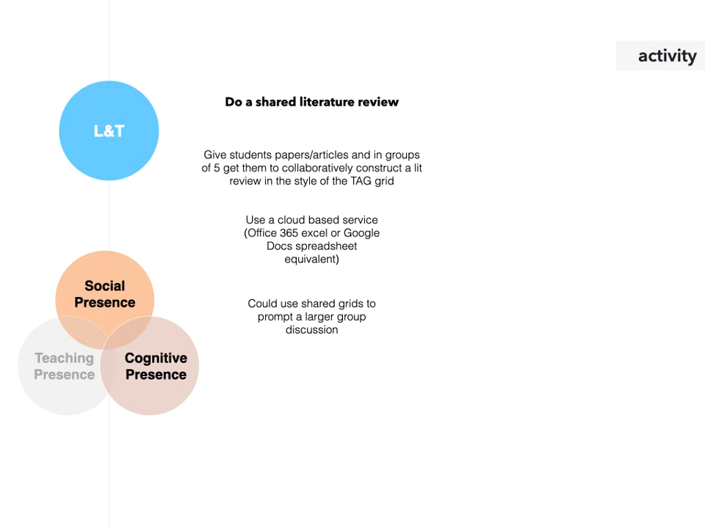So another big activity here, you could do a shared literature review. So you could give them some papers and you could ask them to go away and you could do the literature review in the style of the tag grid. That's from the Critical Thinking Toolkit. To make this collaborative and work online, the way to do that would be to get them to do it in a shared Excel spreadsheet. They could do it in Office 365, which we have through the university infrastructure, or Google Docs.